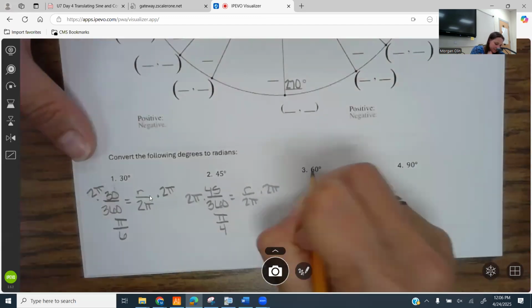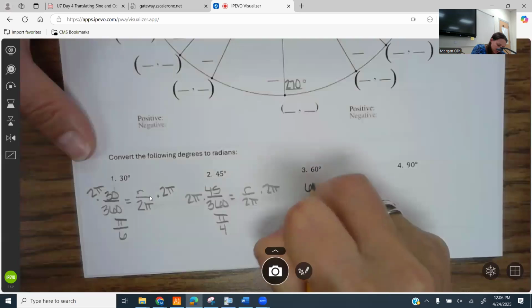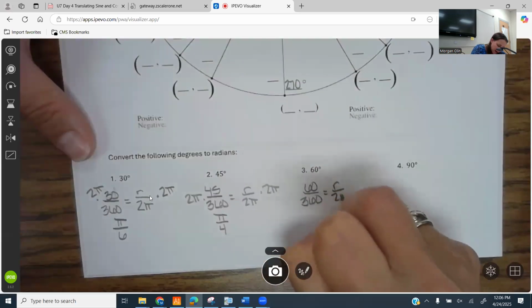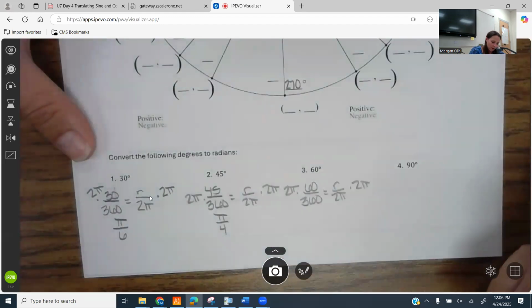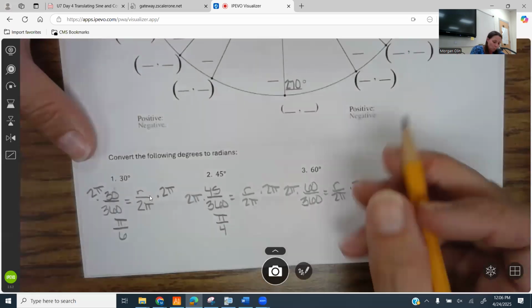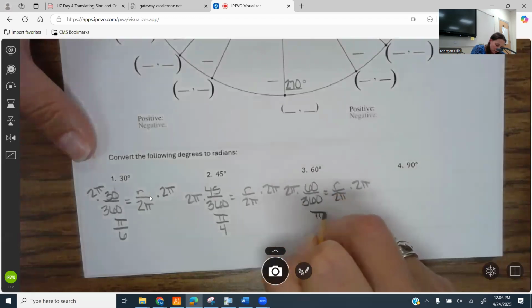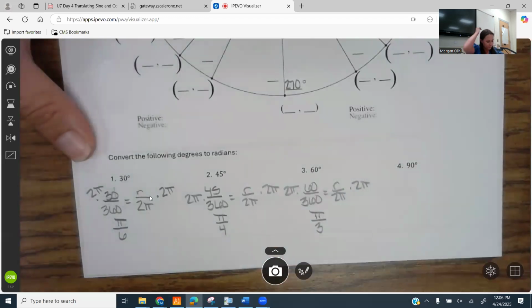All right, 60 degrees. Again, you can do 60 over 360 equals the radians over 2 pi, multiply by 2 pi. All right, 2 times 60 divided by 360. You end up with 1/3. So I'm going to put the pi back in there on top. So pi over 3.